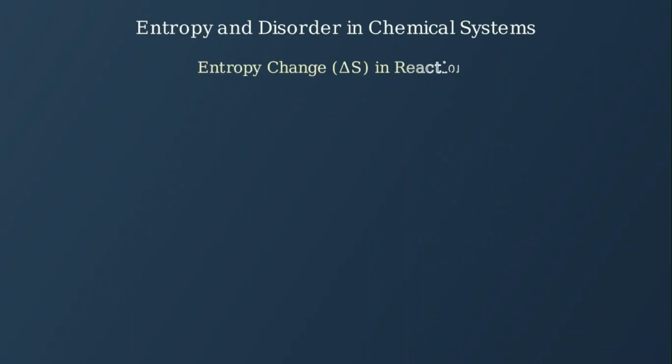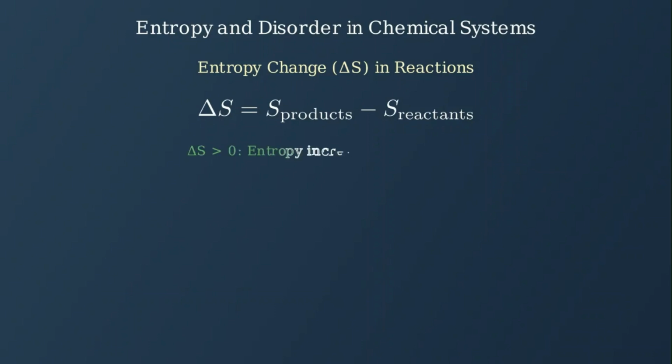Let's examine how we quantify entropy change in chemical reactions. The change in entropy, delta S, equals the entropy of products minus the entropy of reactants. A positive delta S means entropy has increased, indicating greater disorder in the system. Conversely, a negative delta S means entropy has decreased, resulting in a more ordered system.